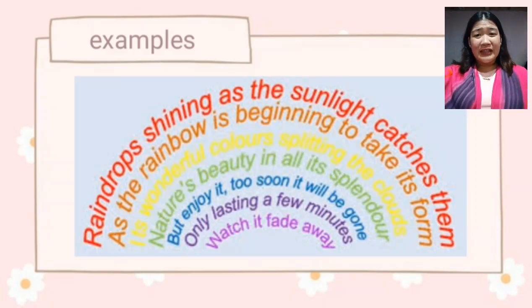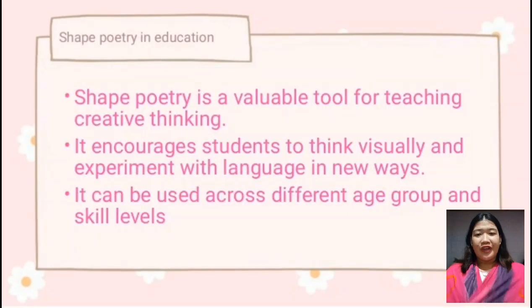So those are the examples of shape poetry. You can also create shape poetry in different kinds of animals, kinds of things in your surroundings. We're diving into the world of shape poetry, di ba? It's a unique way to write that goes beyond just words on a page. So let's explore why it's such a valuable tool for learning creative writing.